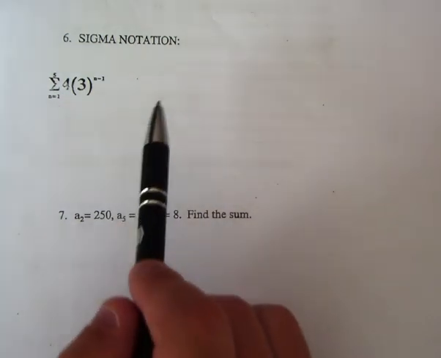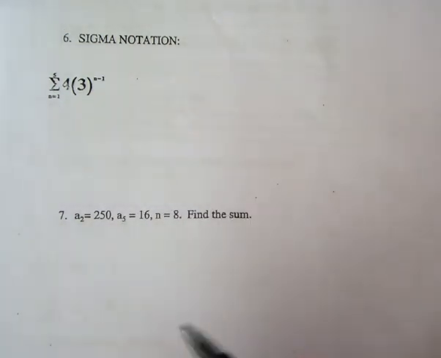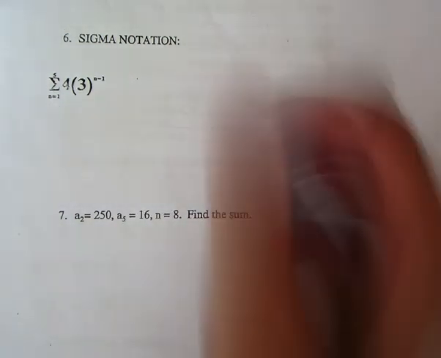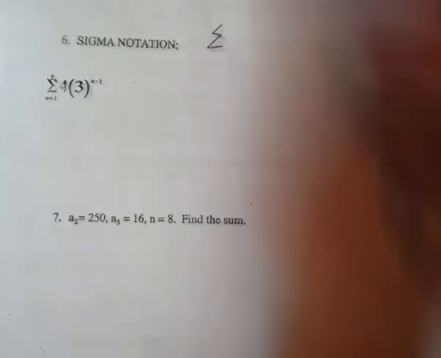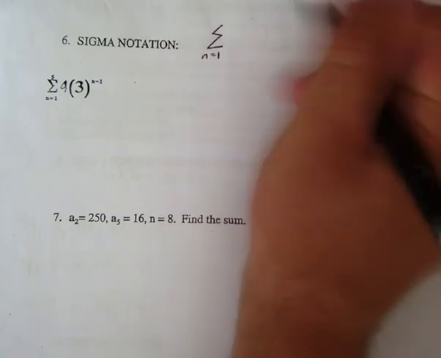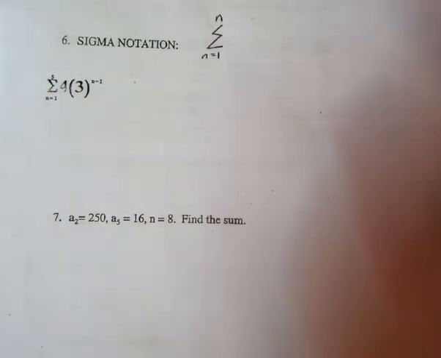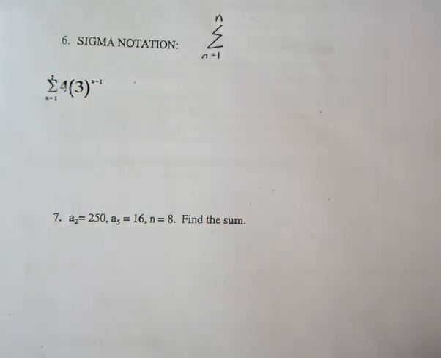Okay, so for sigma notation with geometric series, here's kind of what this looks like. We draw our sigma, n equals 1 to however many numbers we're going to add together.